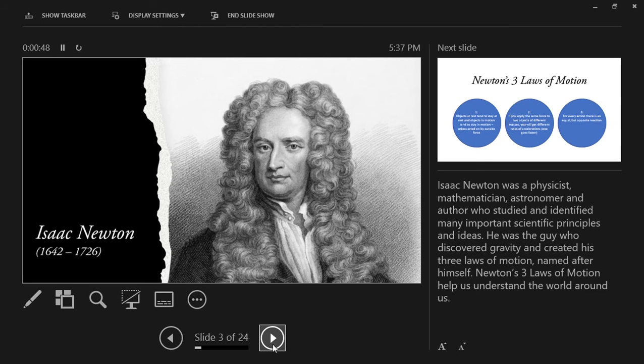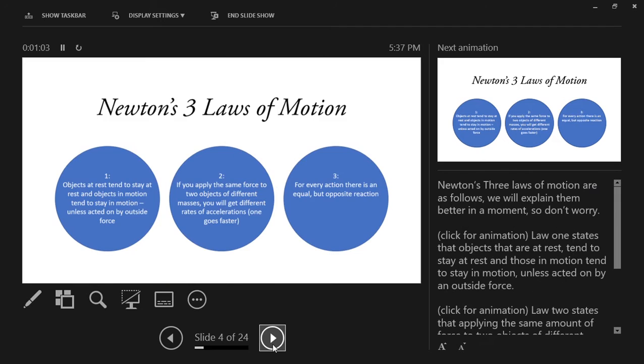Isaac Newton was a physicist, mathematician, astronomer, and author who studied and identified many important scientific principles and ideas. He was the guy who discovered gravity and created his three laws of motion, named after himself. Newton's three laws of motion help us to understand the world around us. They are as follows, and we will explain them better in a moment, so don't worry.